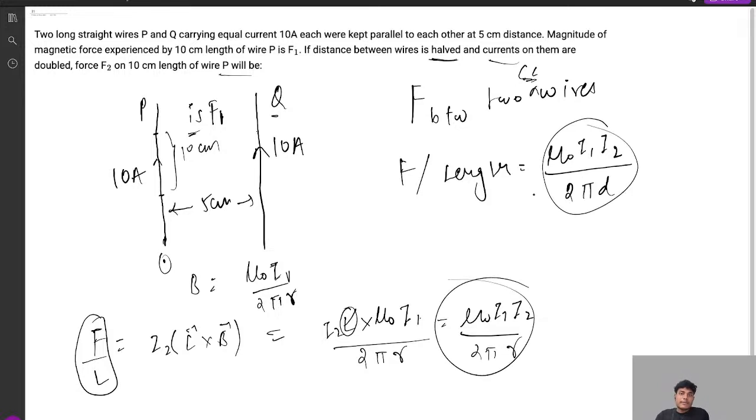Understand? Did you understand how the formula for force per unit length comes? First, what did we do? Due to Q, find the magnetic field at a point at a distance of 5 centimeter, or r distance. Here in this case it is 5 centimeter, r is 5. So we find the magnetic field. After that we find the force on P due to the magnetic field of Q, that is I into L cross B. Understand? So if this is F1, that is F1.